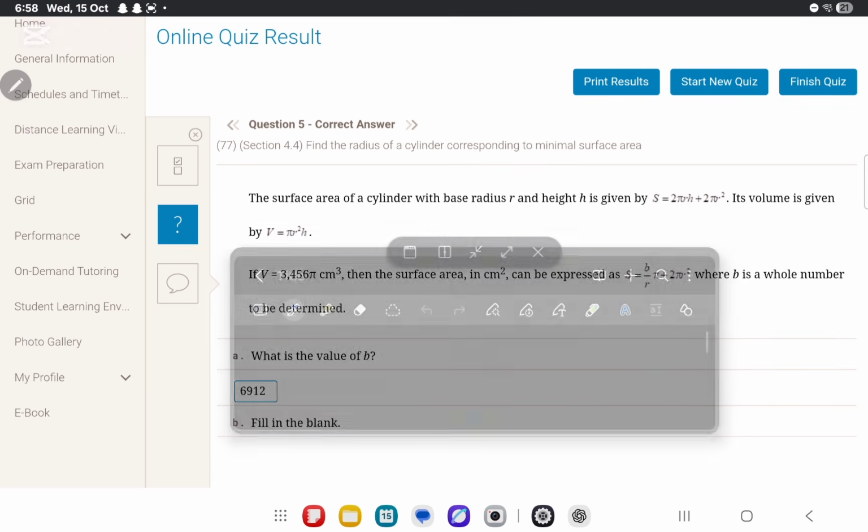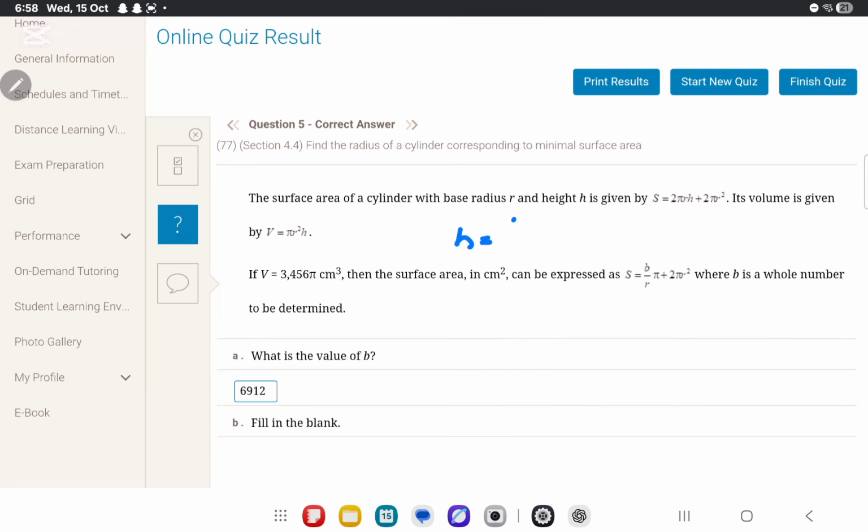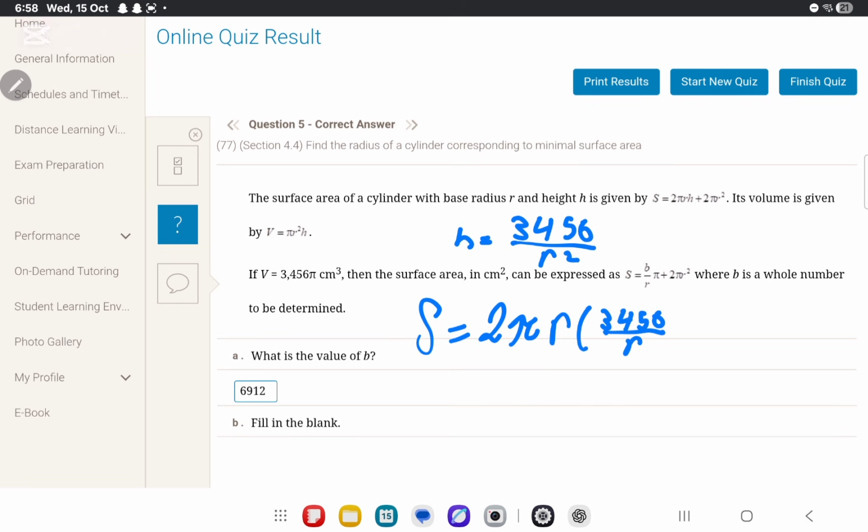Now that we have this, h is equal to 3456 over r squared. Now, substitute this into my formula for surface area. So S is equal to 2 pi times r times 3456 over r squared plus 2 pi r squared. So cancel r with the r squared here. So I'm gonna get S is equal to 2 times 3456. What's 2 times 3456?